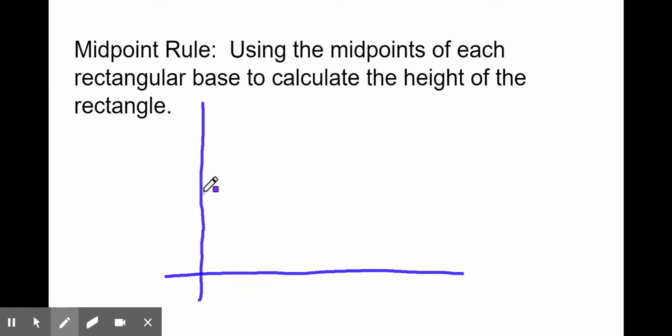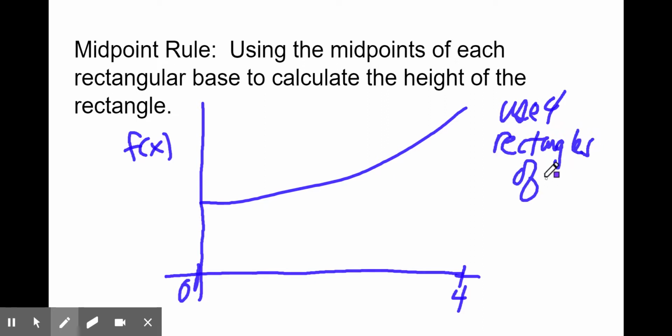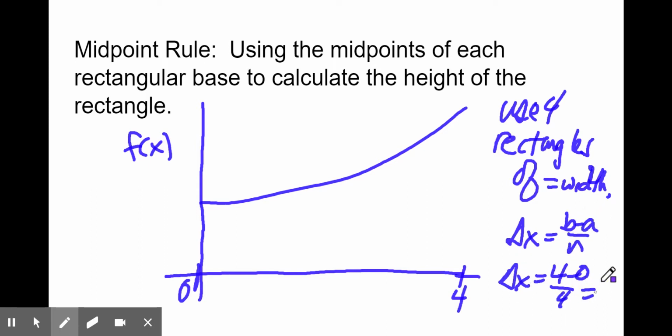So let's say I had a curve, we'll call it f of x. And let's say I started my interval at 0 and stopped at 4, and we'll use 4 rectangles of equal width. So that makes delta x equal to b minus a over n, which is 4 minus 0 over 4, which is 1. So I'm going to go 1 unit: from 0 to 1, from 1 to 2, from 2 to 3, and from 3 to 4.